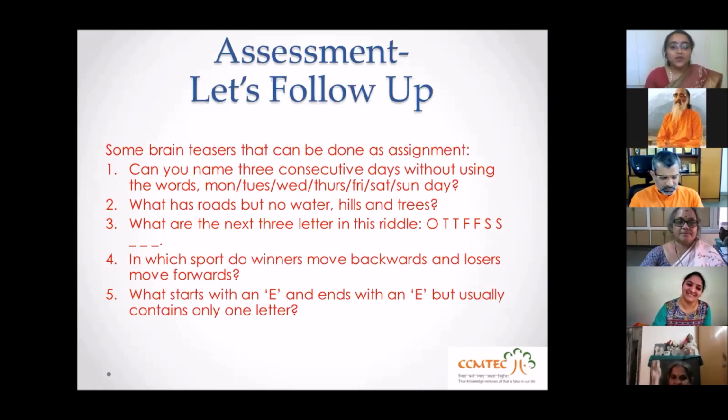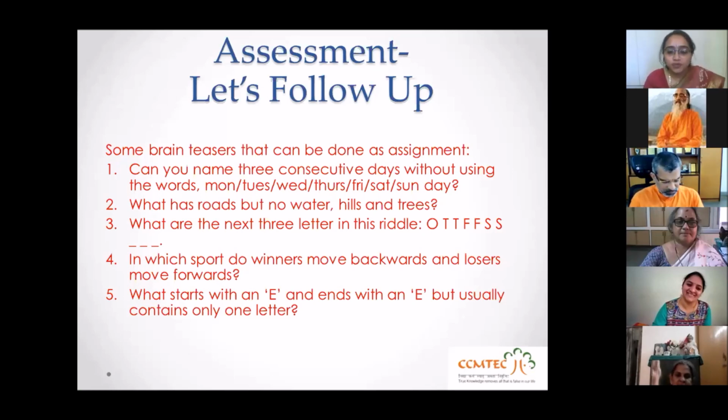Third one: what are the next 3 letters in this riddle? OTTFFSS. We'll try all sorts of adding 1, adding 2, adding 15, but that's not the answer, because the riddle here is 1, 2, 3, 4, 5, 6, 7. So the answer would be 8, 9, 10, which means ENT, just the first letter of the numbers.